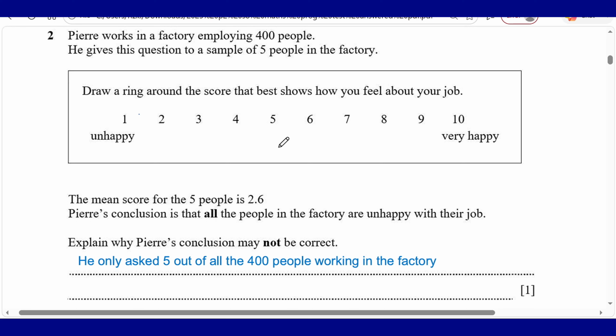Okay guys, so the mean score for 5 people is 2.6 out of 400. He only asked 5 out of all the 400 people working in the factory, so it's not a good amount for sampling. Alright, let's move on.